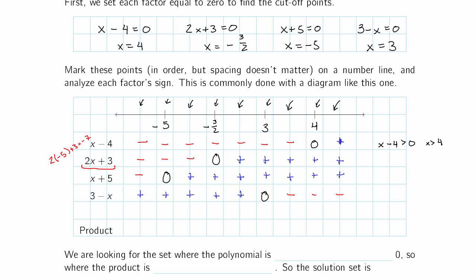Okay, now how do we use this? At each of these cutoff points, the product is going to be 0. There's a 0 in each of these columns. And then here, we have a negative times a negative times a negative times a positive, which is going to work out to be negative.